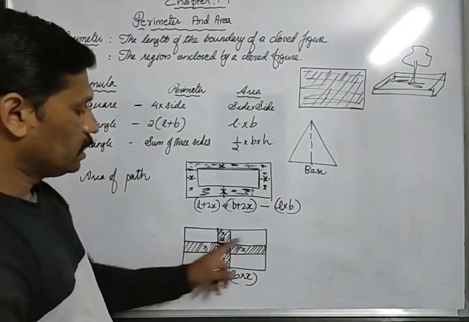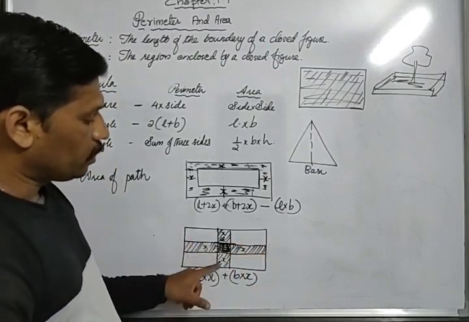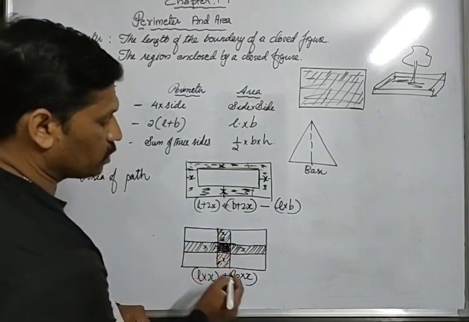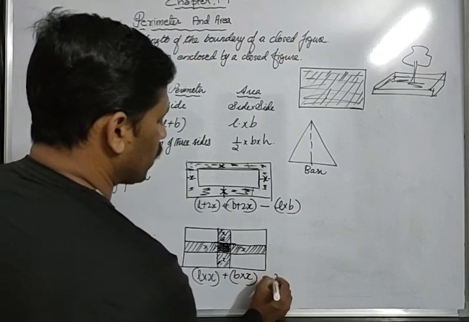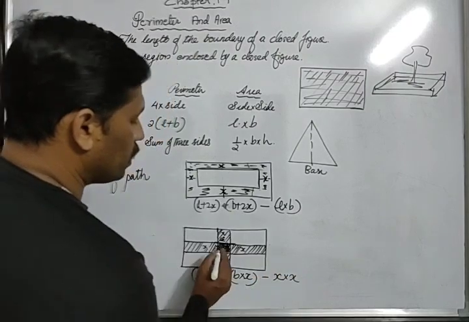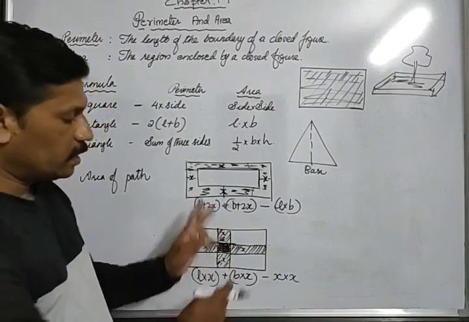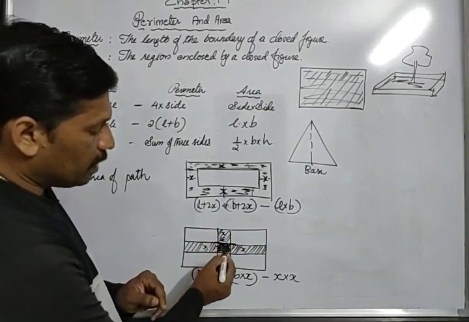Length into x gives this area, and breadth into x gives this area. From that, the cross section area is included 2 times, that means minus x into x. This is actually a square. When the roads of uniform width cross each other, the middle part will be a square.